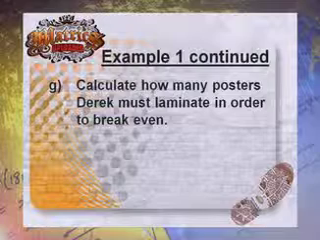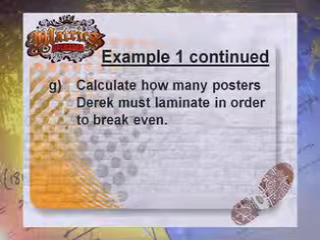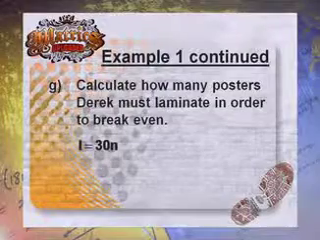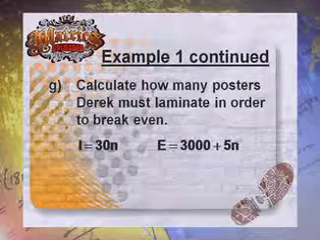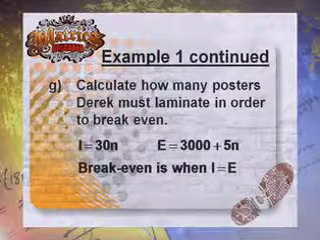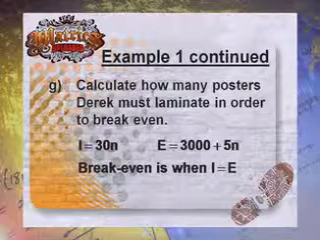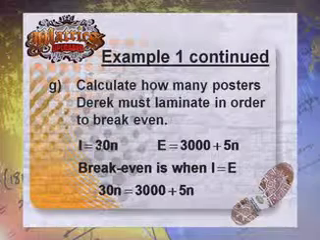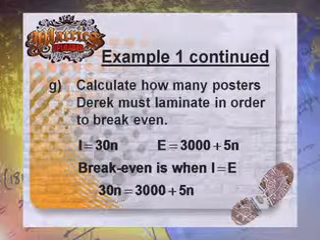Okay, so let's have a look at the first question. How many posters must Derek laminate in order to break even? Well, if we look at the graph, there's our income and our expenses. So what we can do is say break even is when the income equals the expenses. So let's put the 3,000 plus 5N equal to the 300N. So we've got a bit of an equation here.